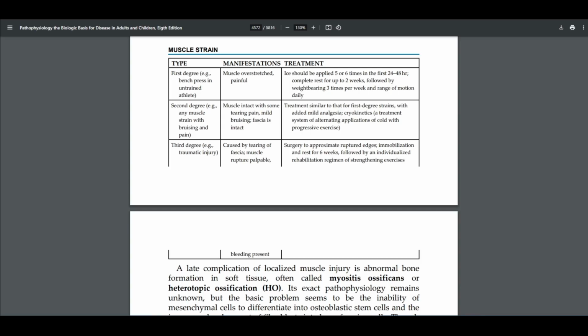So for first degrees, ice should be applied 5 to 6 times for the first 24 to 48 hours, and complete rest for 2 to 3 weeks, followed by weight bearing 3 times per week and range of motion daily. Second degree, treatment similar to that of first degree strains with added mild analgesics, cryokinetics, and then for third degree, surgery to approximate ruptured edges, immobilization and rest for 6 weeks, followed by an individualized rehabilitation regimen of strengthening exercises.